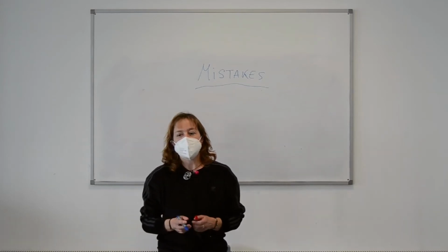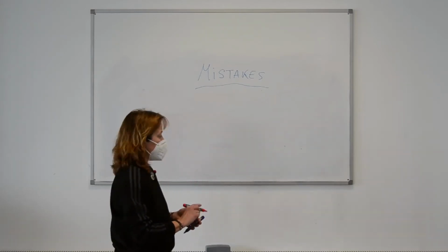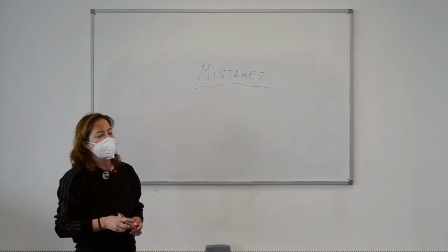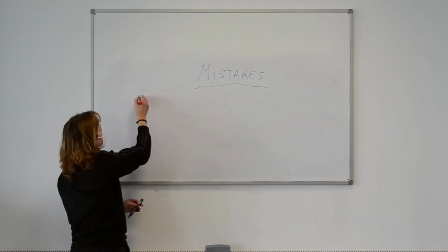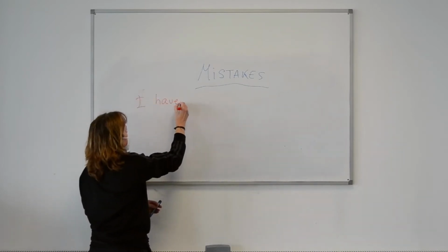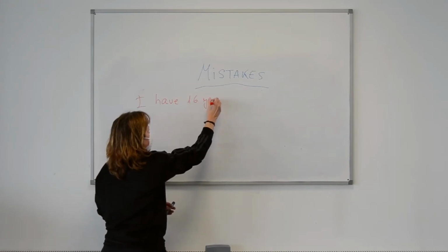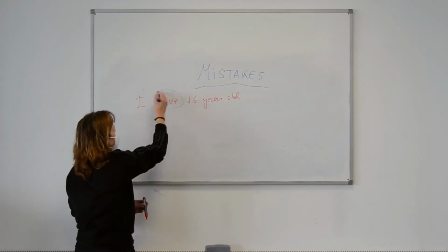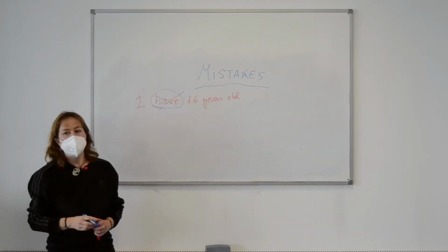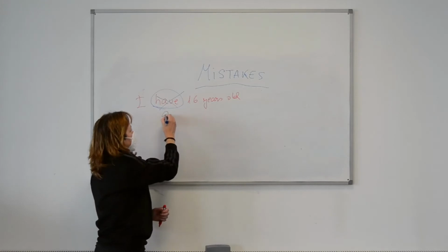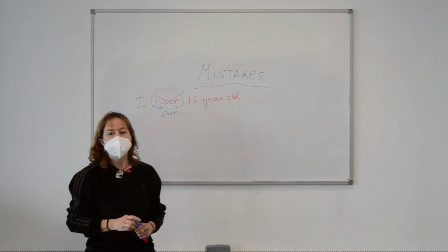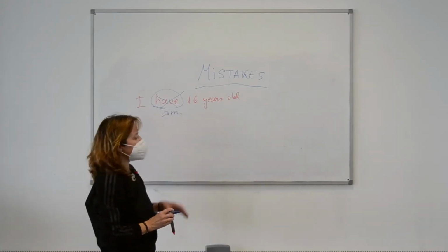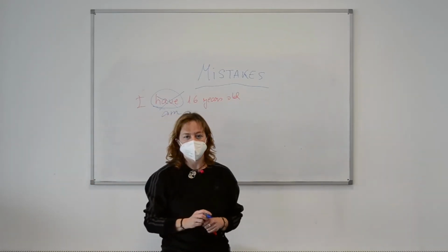For example, when we refer to age, most Spanish people, when they translate sentences or want to speak, say "I have 16 years old." It is not possible. We should remember that in English we always use the verb to be, "I am", in order to refer to age, okay? The verb to be is necessary, not the verb to have.